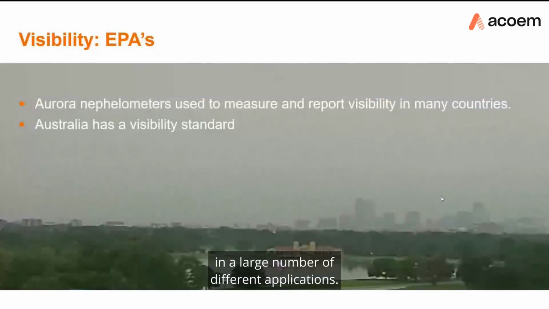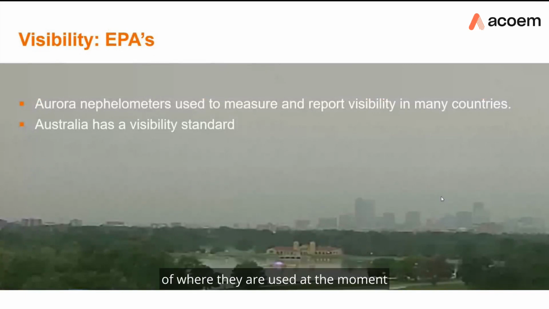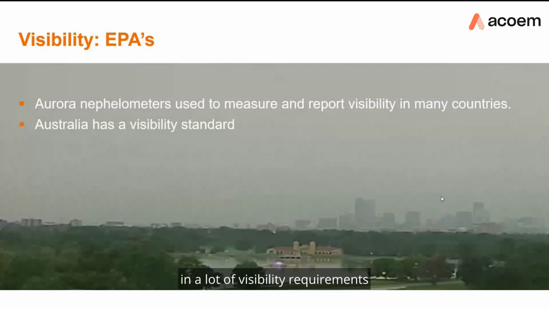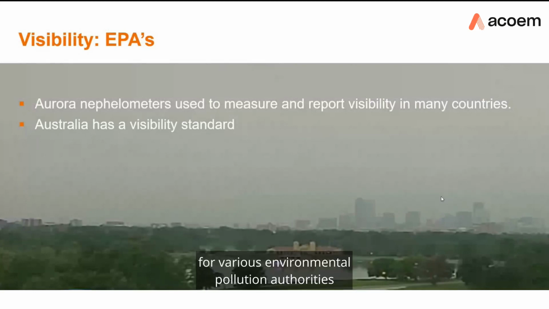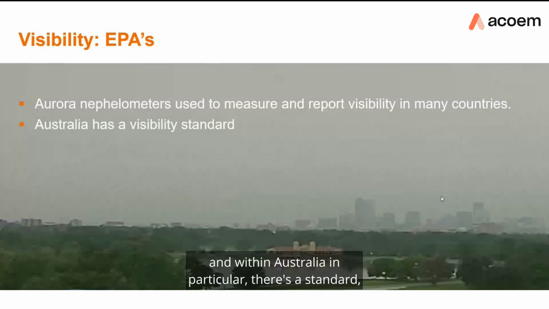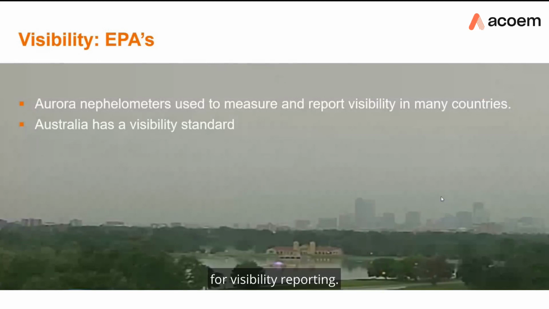So nephelometers are used in a large number of different applications. I'd just like to cover tonight, very briefly, a few different examples of where they are used at the moment to give you an idea of the breadth of application. So the Aurora 1000 is used in a lot of visibility requirements for various environmental pollution authorities around the world. Essentially, it measures and reports visibility, usually at that 550 nanometer range, and within Australia in particular, there's a standard, so it's used in a number of different states for the local EPA monitoring and reporting, but it is globally used in a number of countries for visibility reporting.